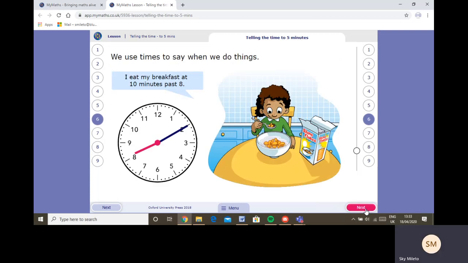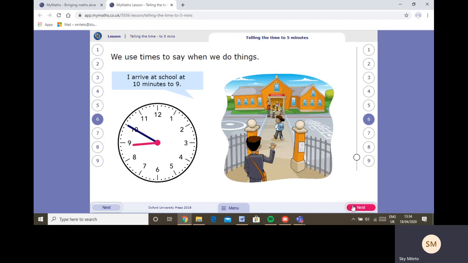So we use times to say when we're doing things. So it might be that you get up at around 8 o'clock, where the minute hand will be on the 12. It might be that you go down and have breakfast. So this boy is saying, I eat my breakfast at 10 minutes past 8. This boy is saying that he arrives at school at 10 minutes to 9. And that's the same time as you come into school at Bluecoat. 10 minutes to 9.